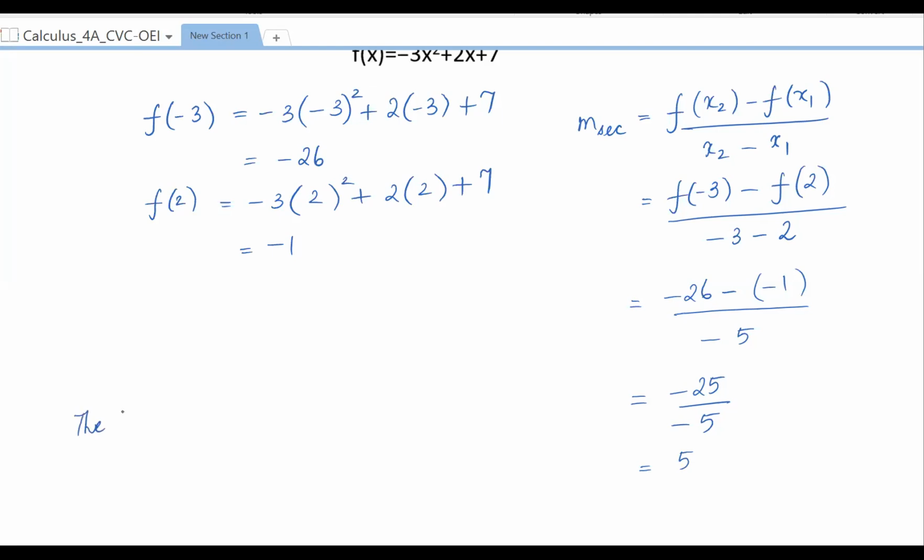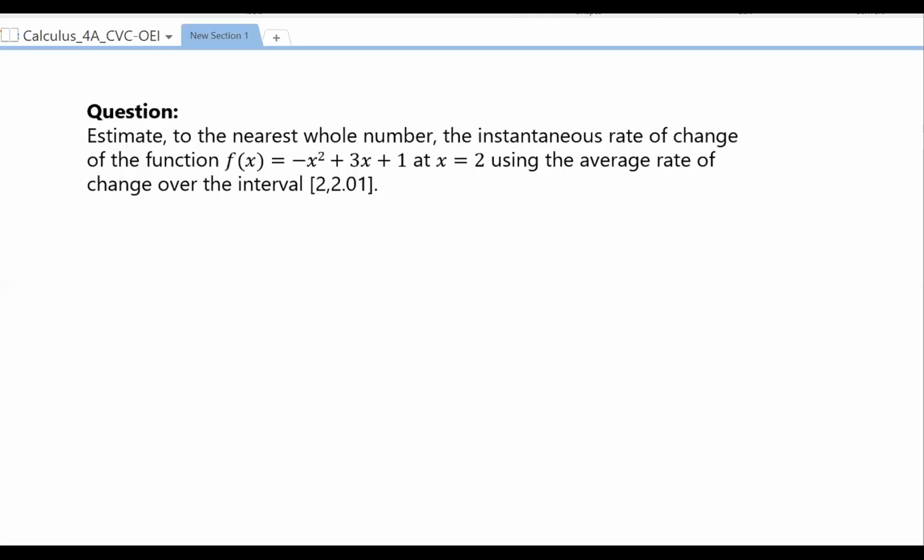The secant line has the slope 5. Yeah. So feel free to explore other similar examples in this concept. Let's take a look at this problem.